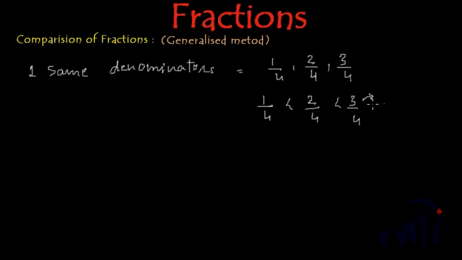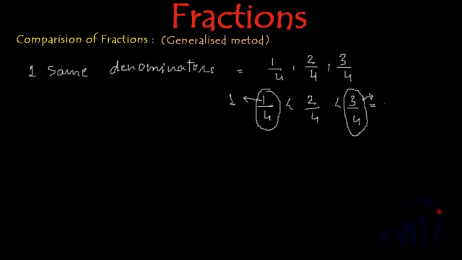So this is the method when we have same denominators of all the fractions, right? So the fraction which has bigger number in the numerator actually holds the bigger value, and the fraction which has smaller number as numerator, like this one has 1 as numerator, this is smaller than 3 by 4, right?